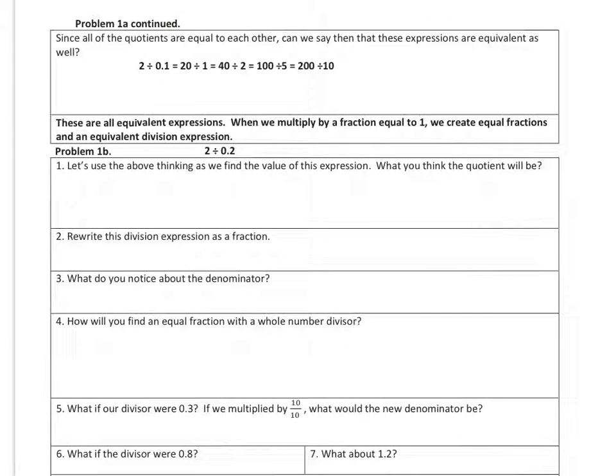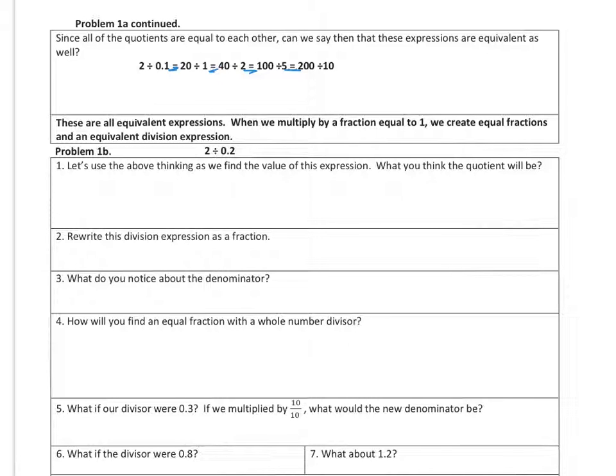So since all of the quotients are equal to each other, they all equal 20, can we say that the expressions are equivalent as well? So remember, equivalent means the same. Are all those expressions the same? Do they all mean the same thing in the end? Yes, they do. So that equal sign right there means that 2 divided by 1/10 is the same as 20 divided by 1, which is the same as 40 divided by 2, or the same as 100 divided by 5, and the same as 200 divided by 10. They are all equivalent.